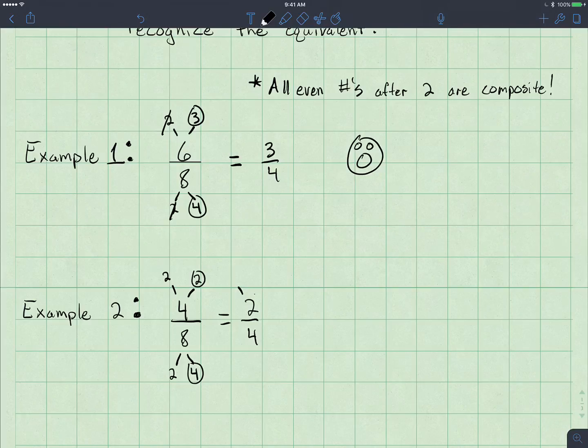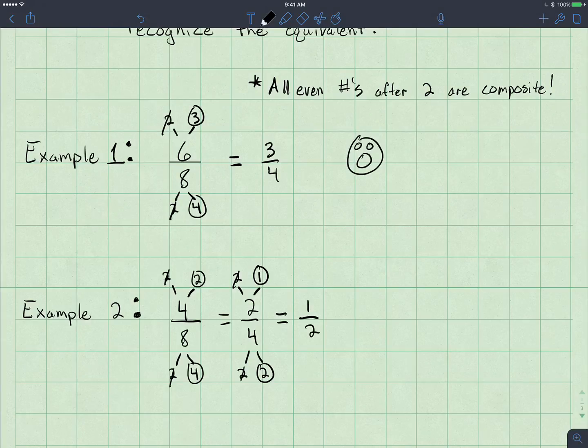But yes, 2 is a prime number. We can only multiply 2 by itself, right? But with 4, we can multiply 2 times 2. So our 2's are the same, just like they were over here. They're both divisible by 2. So our new fraction will have to be 1/2.